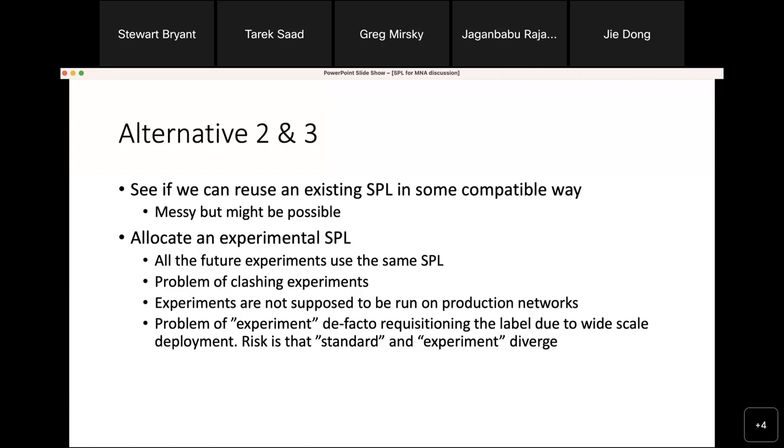But there is also the other side of this, which is there's a possibility of one of the experiments, in quotes, de facto requisitioning the experimental label due to its wide scale deployment. And the risk is that the standard and the experiment diverge if we adopt a standard approach to the design.